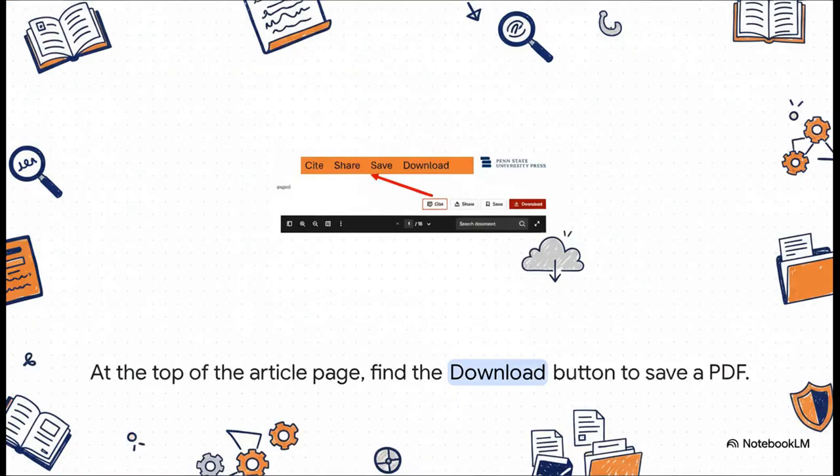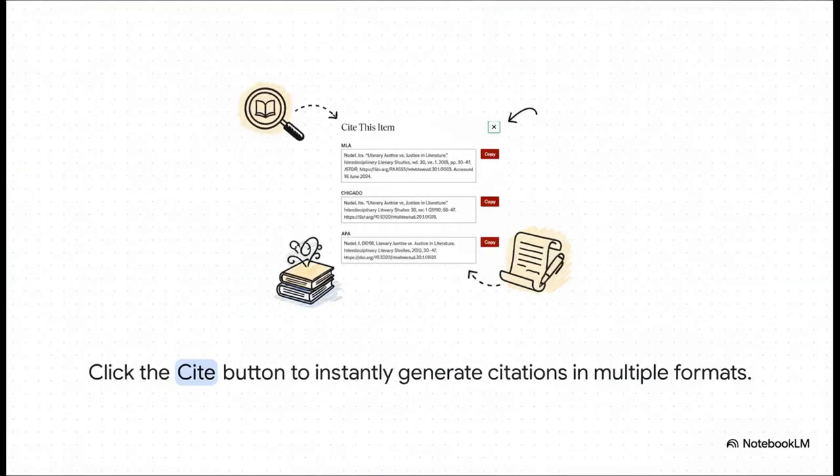So once you're on the page for an article you love, look right up at the top. You can't miss it. That big download button is your key. Click that, and you can save a perfect PDF of the article right to your computer. That knowledge is now yours. And now, for the grand finale, what is honestly my favorite button on the entire site? The Cite button. This thing is a lifesaver. One click and poof, JSTOR gives you the citation in MLA, Chicago, and APA formats. You just copy it and paste it right into your works cited page.